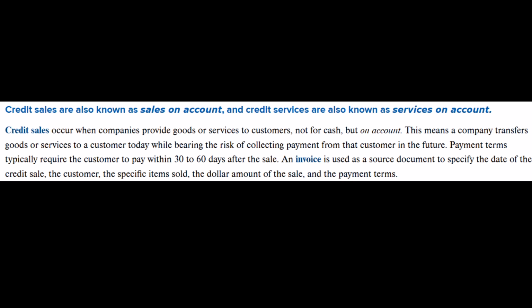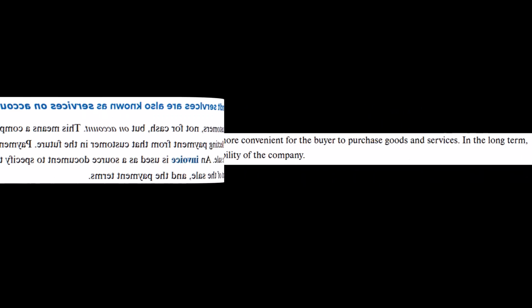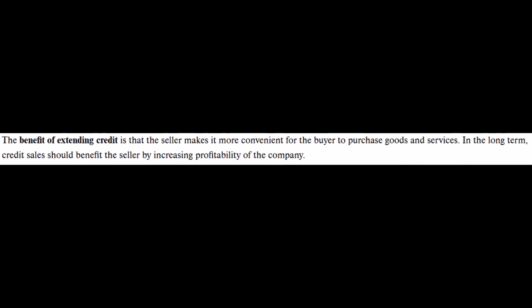Before we can reduce revenues, we first need to understand how most business-to-business revenue is recorded. While we are all familiar with cash sales, many companies operate using credit sales, also known as sales on account. A credit sale occurs when a company provides goods or services to a customer, but receives a promise of payment in the future instead of cash at that moment. Why do this? The main benefit of extending credit is that it often increases the seller's profitability by making it more convenient for buyers to purchase their goods and services.